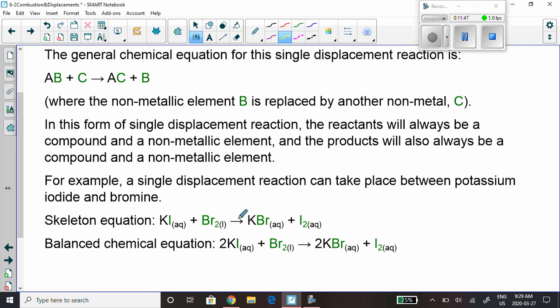And look what's happened here. The bromine, boom, kicks the iodine out, takes its place. This formula would be found by using the crisscross rule, and iodine has been booted out. Now, iodine is also one of those special diatomic molecular elements that exists as I2. It's never going to be found as just a single iodine atom. It doesn't exist like that.